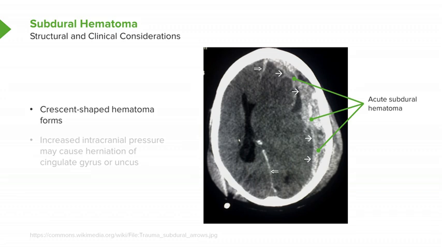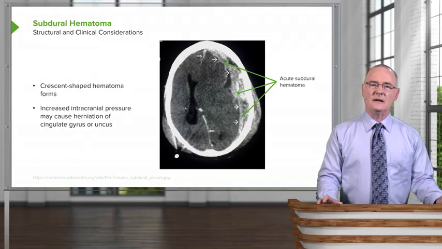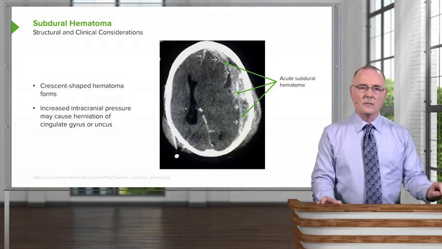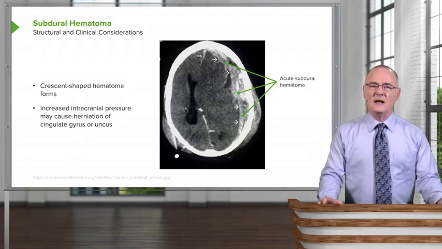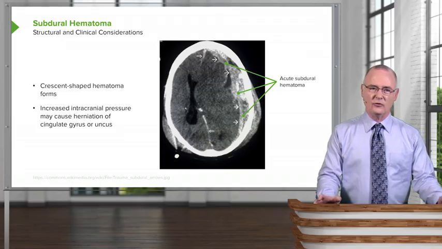The increased intracranial pressure may cause herniation of the cingulate gyrus or of the uncus, but being a tear of a vein, these are much slower bleeds. And these tend to be more common in the elderly and in individuals who are chronic alcoholics.